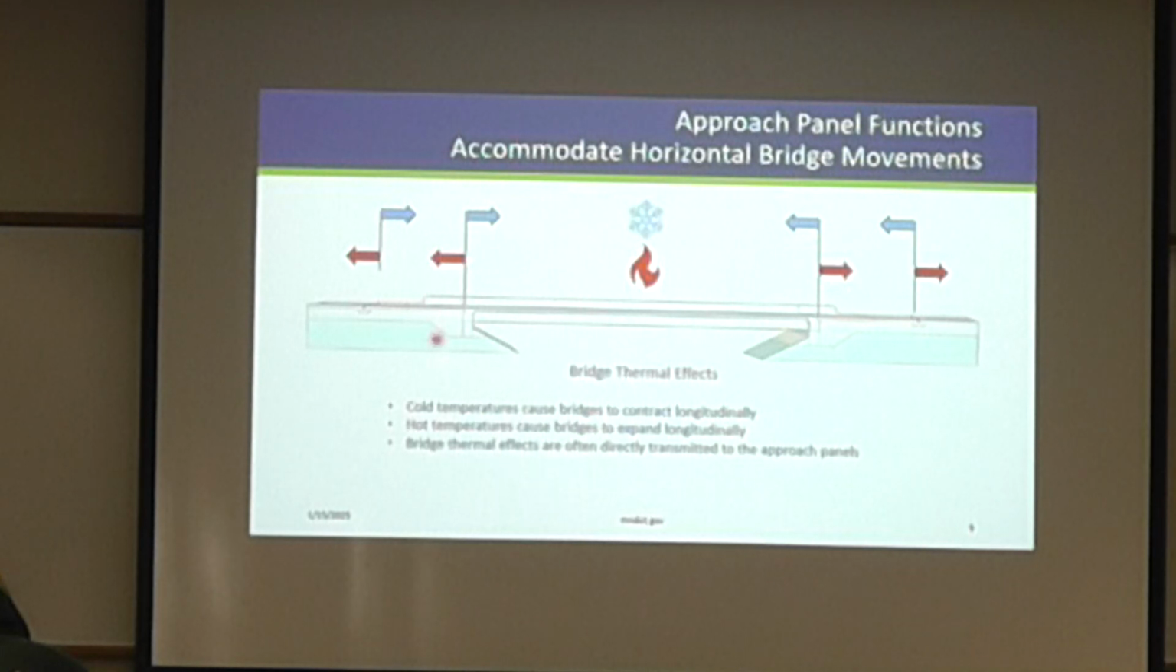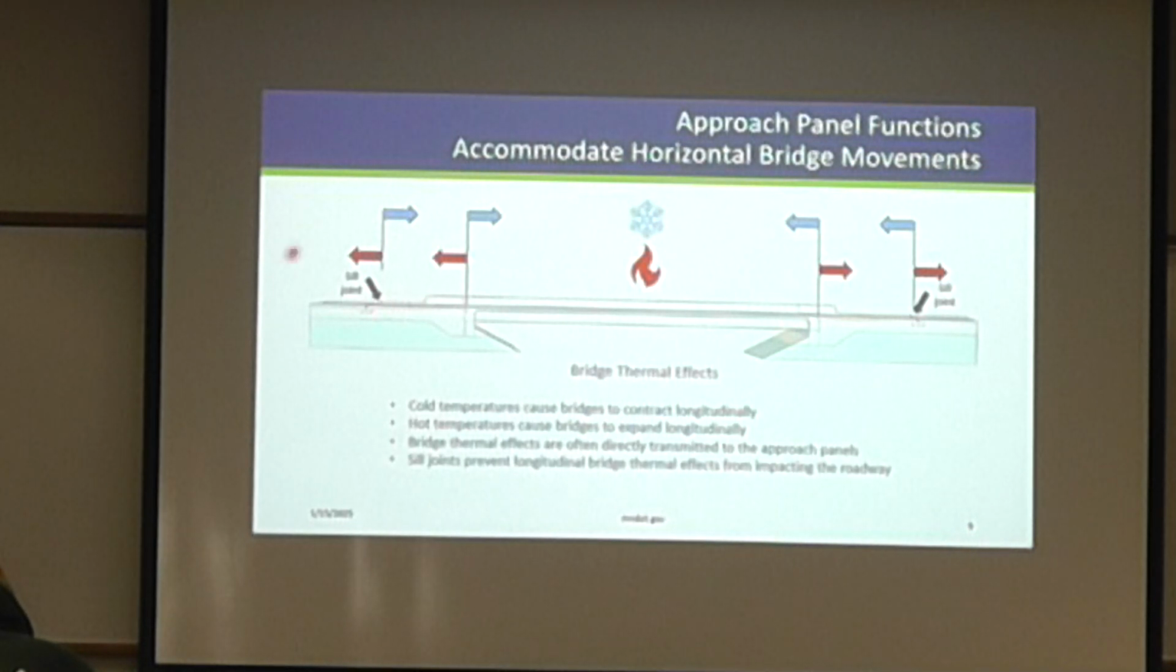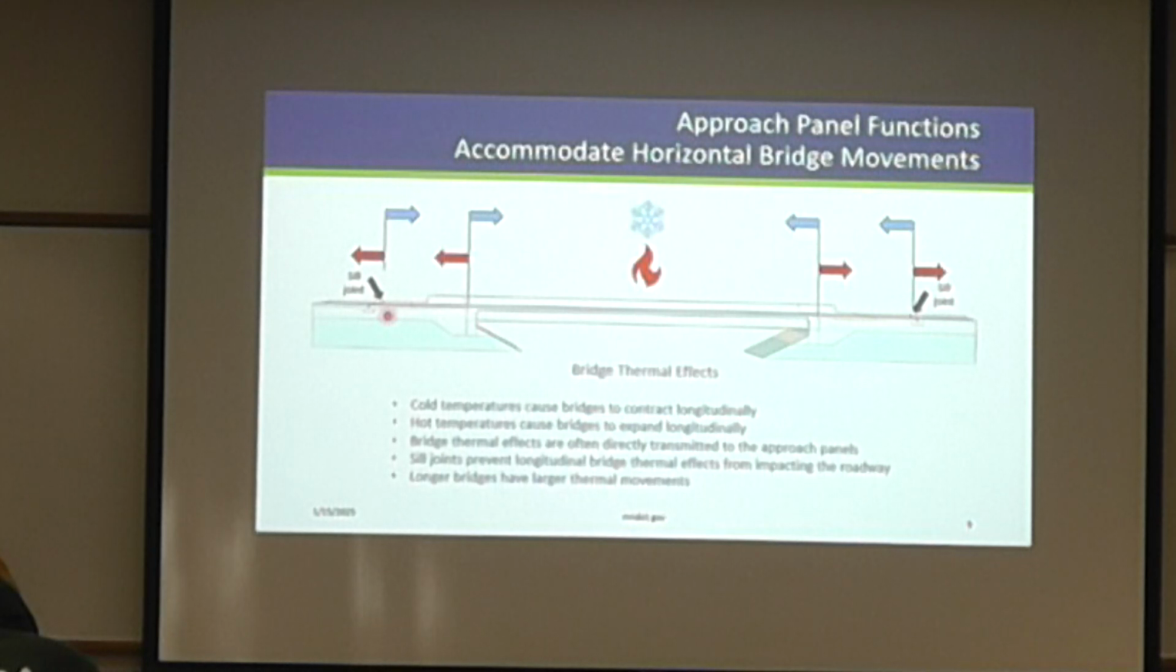And oftentimes the approach panels are tied directly to the bridge, and so those thermal expansions and contractions want to push out the end of this approach panel here as well, and that's why we will provide these sill joints at the end of the approach panels. Really, we don't want the bridge to be moving left and right and bumping into the roadway section itself, so that's the purpose of these sill joints here. I'll also note that longer bridges will typically have larger thermal movements, so you might see larger joints potentially for those cases.